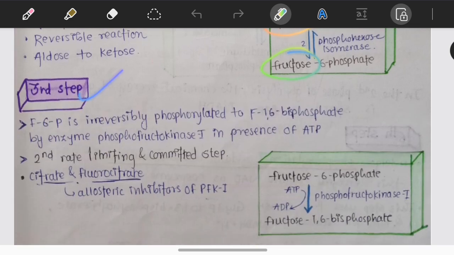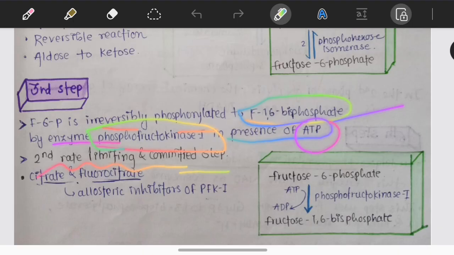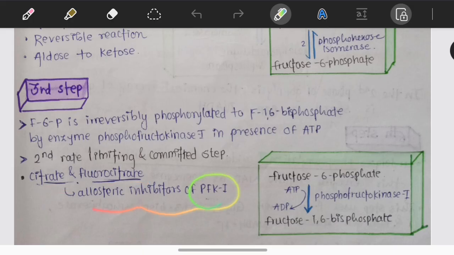Then the third step: fructose 6-phosphate is irreversibly phosphorylated to fructose 1,6-bisphosphate by the enzyme phosphofructokinase-1 in the presence of ATP. It is the second rate limiting and committing step. Citrate and fluorocitrate are allosteric inhibitors of phosphofructokinase-1. It requires ATP and is the second rate limiting reaction. It is the third step.